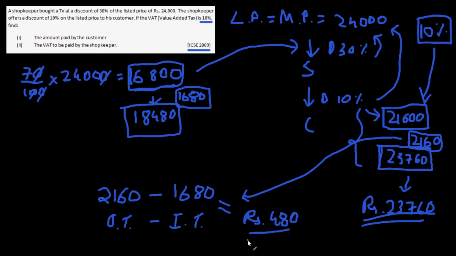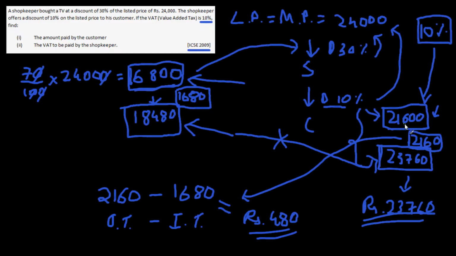Now the second way to do it is to look at the value added. For the value added, we're not looking at these prices. We're looking at 16800 and we're looking at 21600. The value that he's actually added, we take it on the discounted price. We don't take into account the tax that we've added. So let's just do 21600 minus 16800. That's the value that he has added.